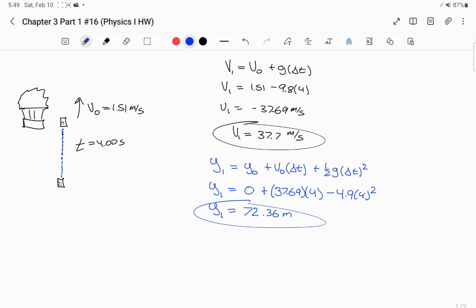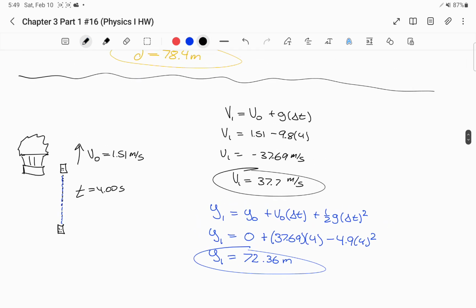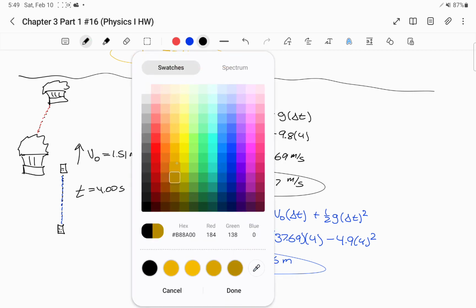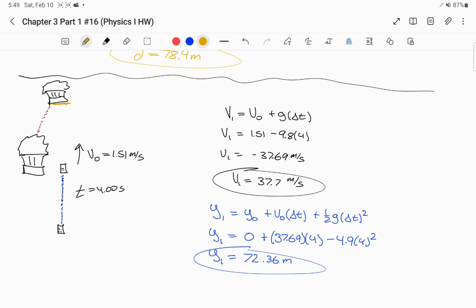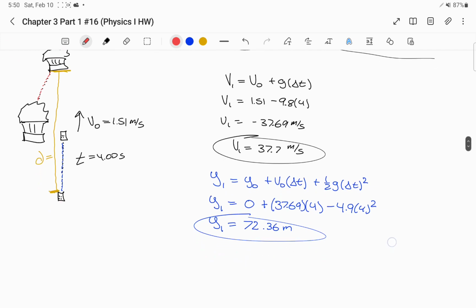So now they want us to find the distance from the phone to the balloon when the balloon is rising. So this is the case where we're going to add the distances, because they want us to find from here to the phone. They want us to find that distance right there, which is going to be the sum of the blue distance that we just found plus the red distance, which is the distance that the balloon has traveled.